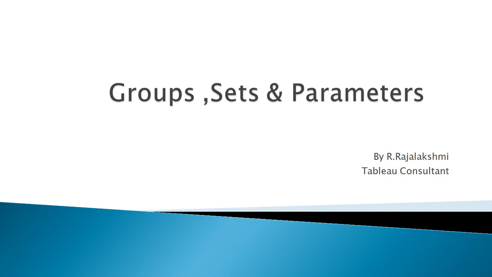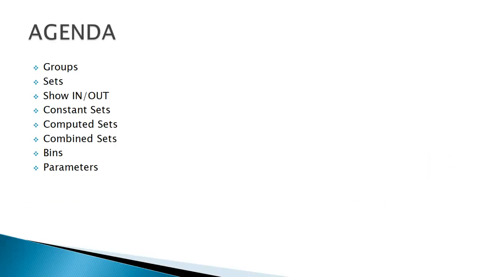In the last video, we saw how to create filters, how to sort your graph, different types of sorting, different types of filters, how to choose a filter, and also about order of operation. In today's video, I'm going to explain what groups are, how to create groups, what sets are, the types of sets, and also about bins and parameters.